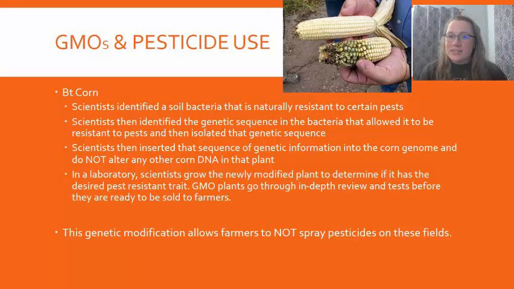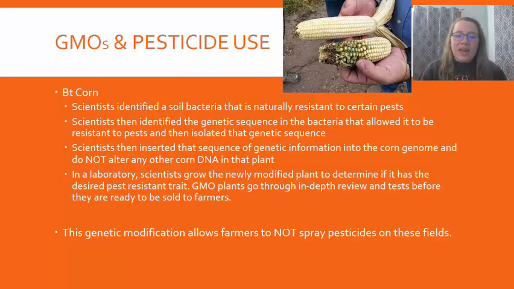Then scientists identified the genetic sequence within that bacteria that allowed it to be resistant to that particular pest. After isolating that, scientists were able to insert it into the genome of the corn and have that corn reproduce and pass on that particular bit of DNA that contained the trait.